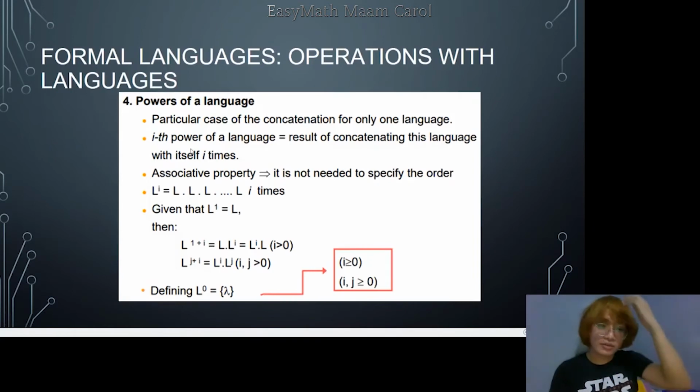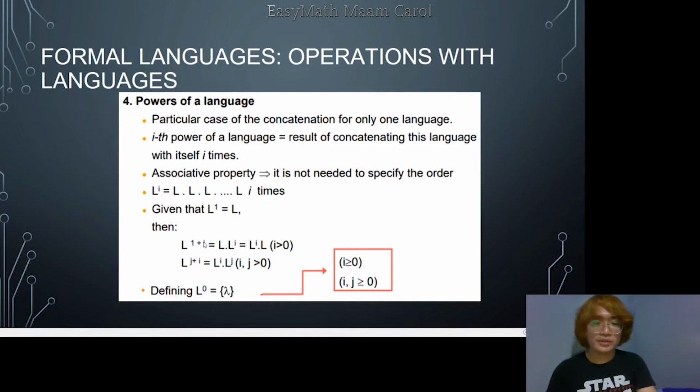Next is powers of language. This is a particular case of concatenation for only one language. Given one language, it works the same as the concatenation or product, but you multiply the language with itself. The I-th power of a language is the result of concatenating this language with itself I times. Given the example, L raised to 1 is equal to the language itself, just like 2 raised to 1 is equal to 2.